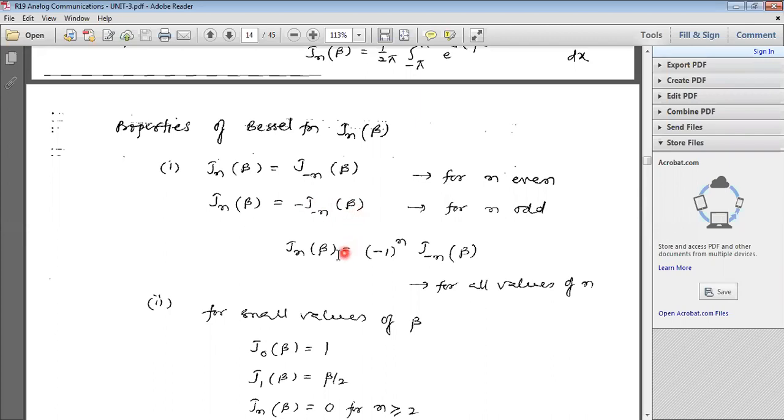Totally, for all values of n, we can write the Bessel function as (minus 1) to the power n into J_minus_n(beta).